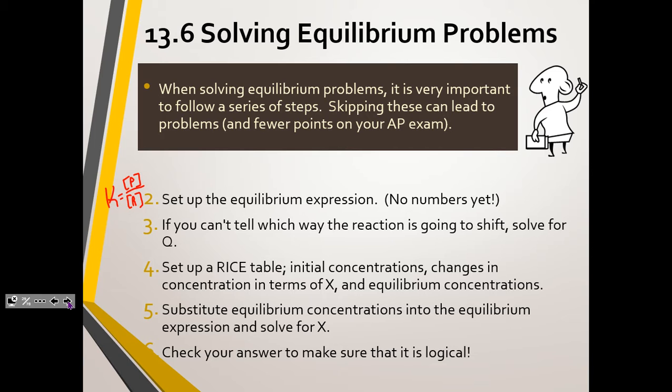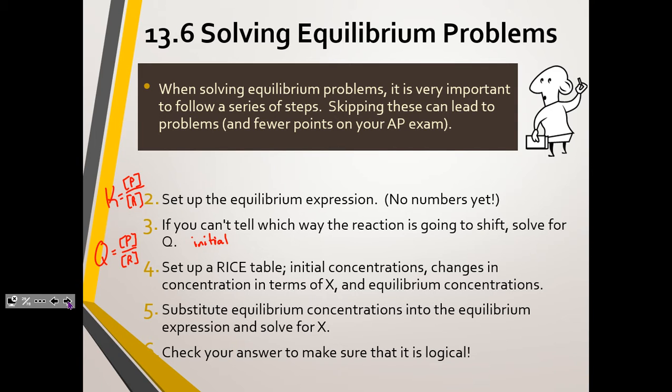No numbers yet on that. Step 3, if you can't tell which way the reaction is going to shift, we're probably going to have to do what we just did and solve for the reaction quotient. And remember, it's going to be the same, products over reactants, but with initial values.